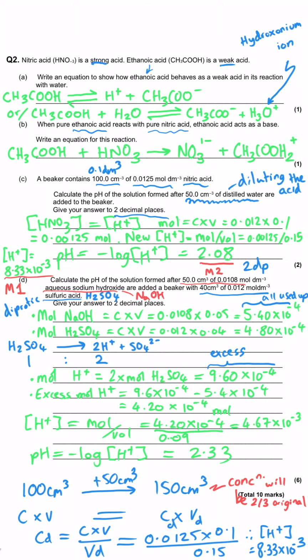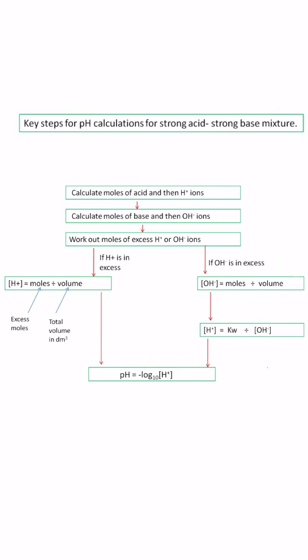So I said we'd refer back to this flowchart once we'd finished. Just to remind you, this is your guide to calculating the pH of strong acid, strong base mixtures, and it will never steer you wrong. First of all, you need to calculate the moles of acid present in the mixture and then calculate the moles of H+ ions. Make it a routine to actually make that declaration: I've got this many moles of acid, so therefore this many moles of H+. That's particularly relevant for diprotic acids such as H2SO4.